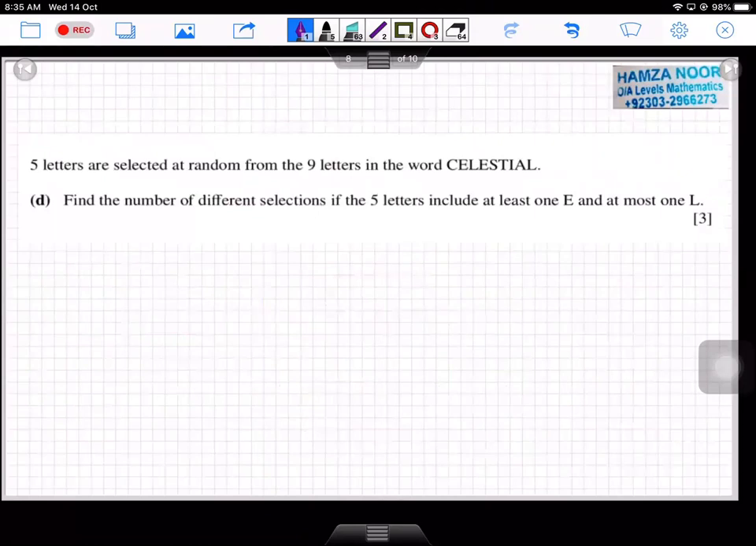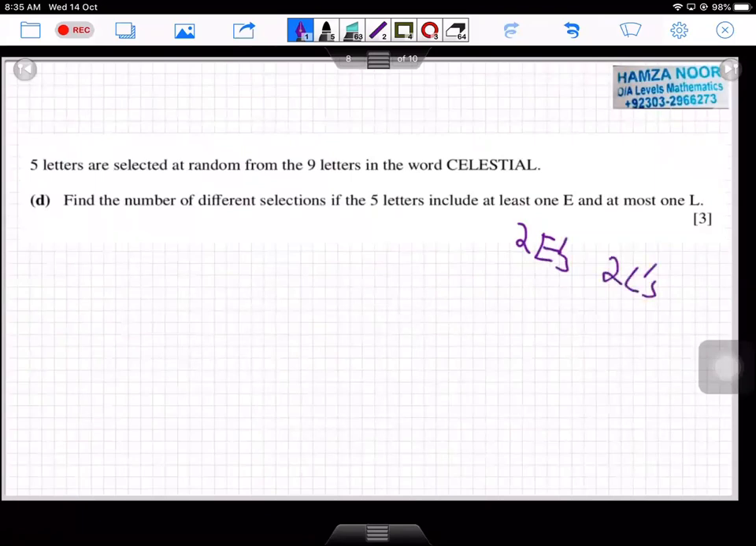Part D says that 5 letters are selected at random from the 9 letters in the word celestial. Find the number of different selections. Here you have to deal with combinations. Find the number of different selections if the 5 letters include at least one E and at most one L. Let's figure out how many E's we have. We have 2 E's and we have 2 L's, right?